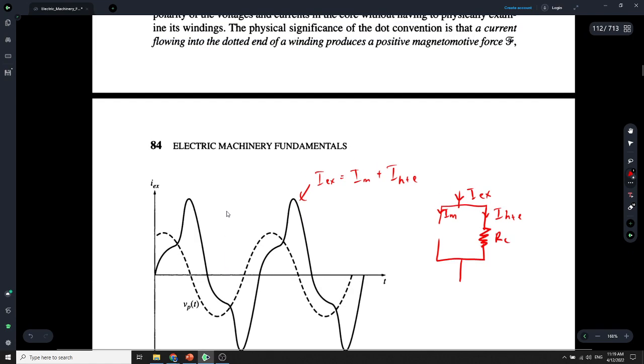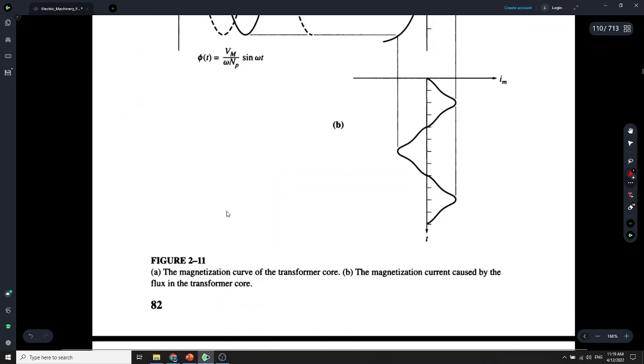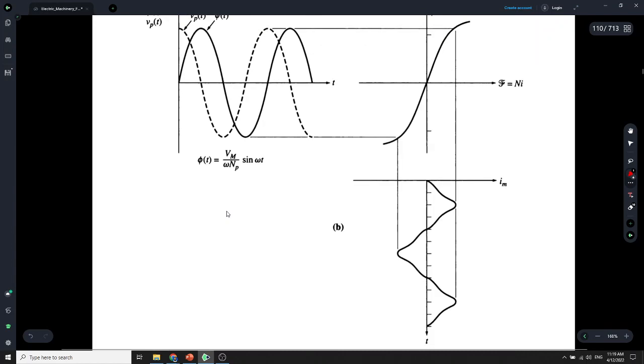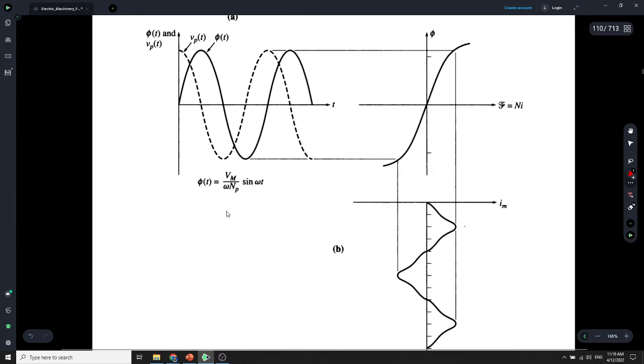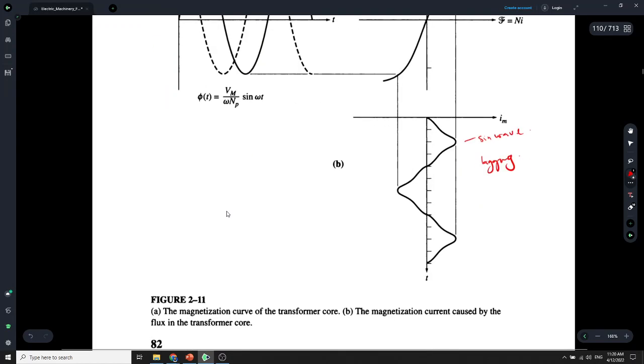And then for the Im, you can see that this is a sine wave. Flux is a sine wave, voltage is a cosine wave, so you can see that Im is lagging. Again, when anything is lagging, it will be related with the inductance.